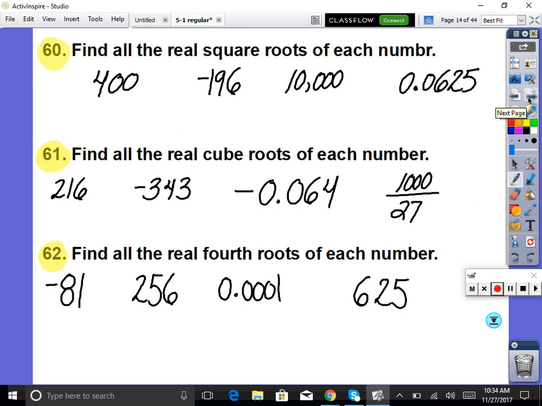So look at number 60, flip to the back. Number 60, flip to the back. Most people finish in class. If you complain, I'm going to put you in college prep.